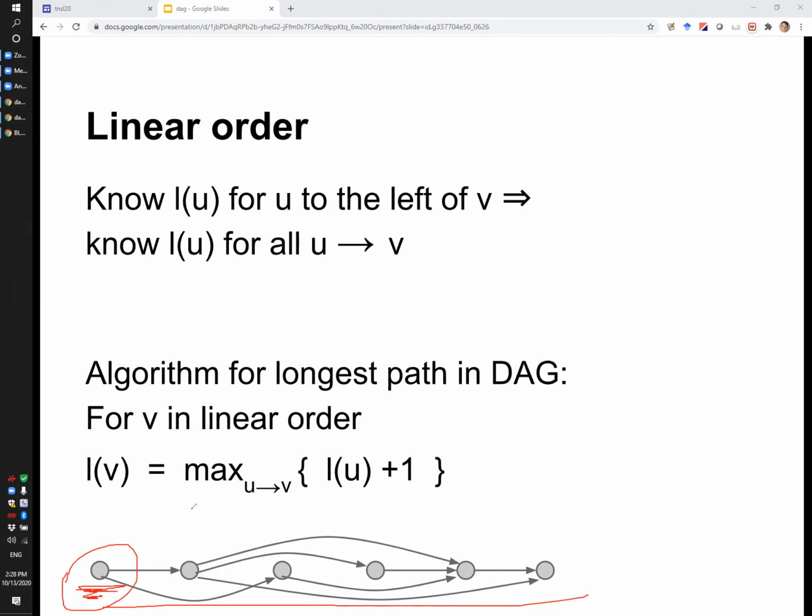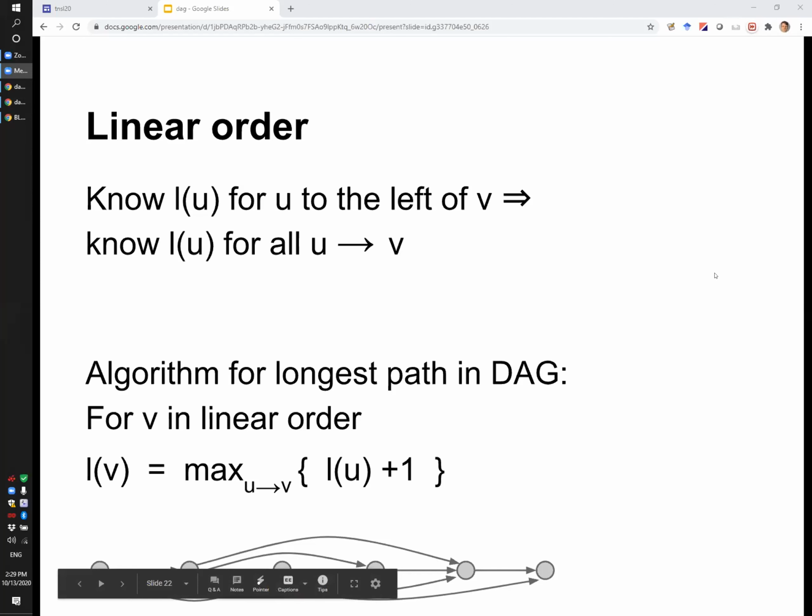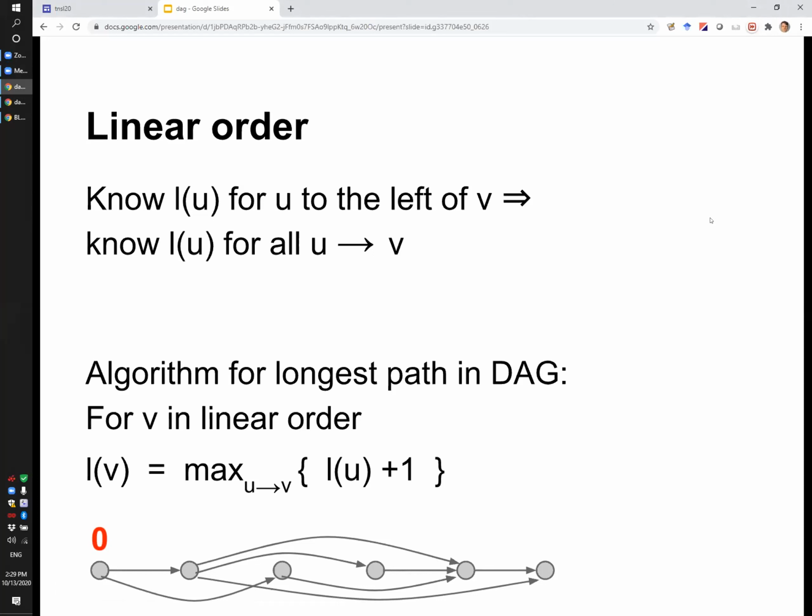What will be its label? What is the length of the longest path from this vertex to itself? How long a path can you find going from this vertex to itself? The length of the longest path from a vertex to itself is the same as the length of the shortest path from the vertex to itself. You don't have to make any steps. The length of the longest path from a vertex to itself is 0, and hence the label of this vertex is 0. Okay, so this vertex is done.